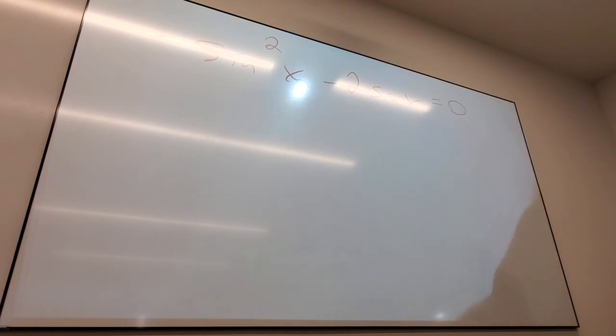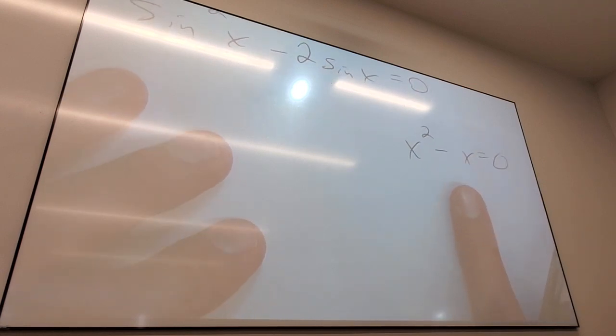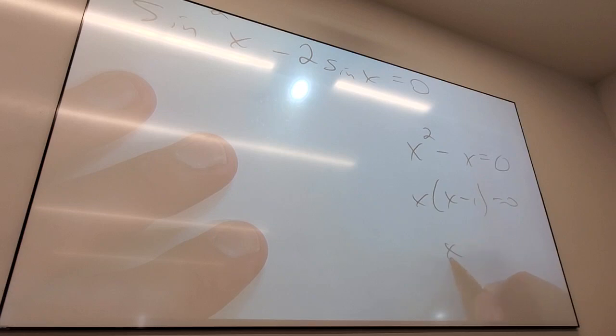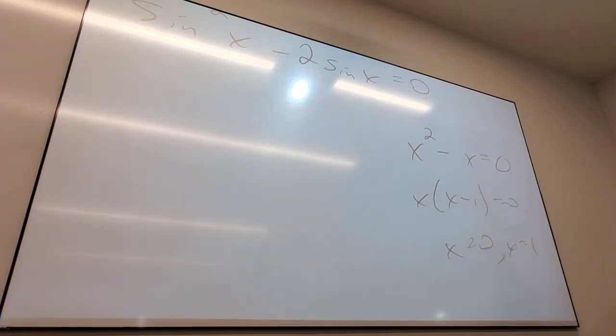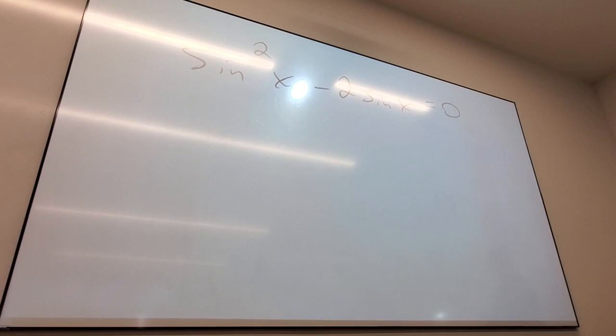Can you guys remind me, how do you solve this equation? Factor out an x. Yeah, take an x out. X equals 0, x equals 1. You guys remember that, right? You set it equal to 0, you factor it, and then either this has to be 0 or that has to be 0. Does that sound familiar? Yeah. So what can I do here?